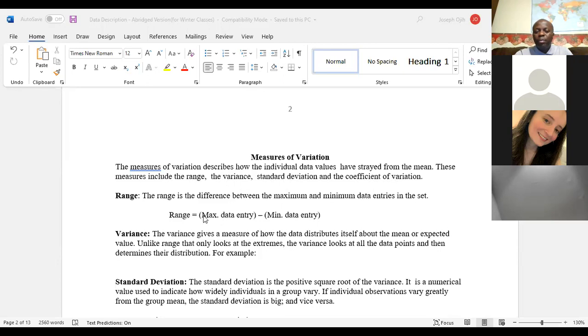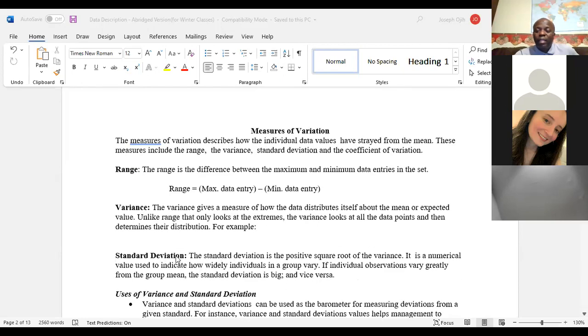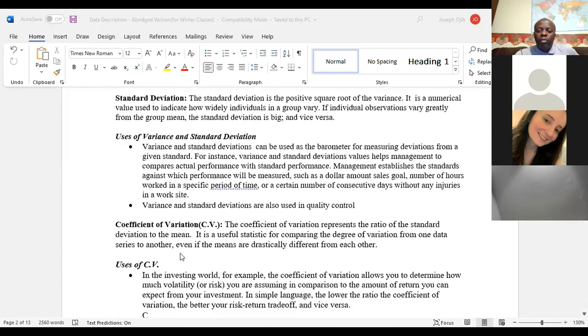The range simply means the maximum data entry minus the minimum data entry. The variance and standard deviation give us how data distribute themselves about the mean. Usually we need the variance to get the standard deviation. That's why most of the time we make our decision based on the standard deviation, because variance is just there to give us the value of the standard deviation. Then the coefficient of variation represents the ratio of the standard deviation to the mean. We use it to compare the degree of variation from one data series to another.